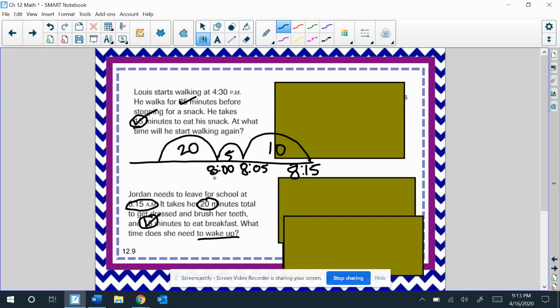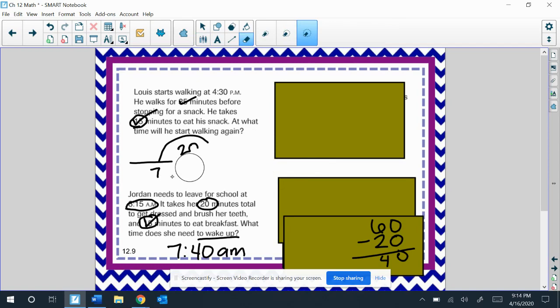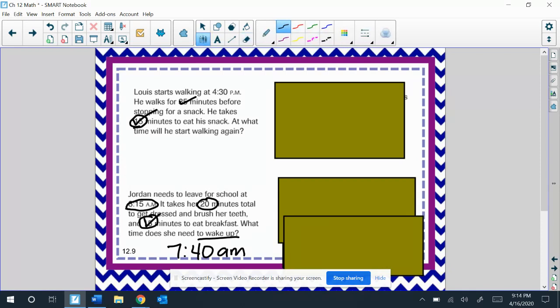I do need to touch my hour because there's no minutes here. So 8 hour subtract 1 is 7. And then just like before, I know 60 minutes in 1 hour. And I'm going to subtract the 20. Well, 60 minus 20 is 40. So I now know that she needs to wake up at 7:40 a.m. Let's try another one. These are a little tricky, but if you remember the time and you do the timeline, you should be good.